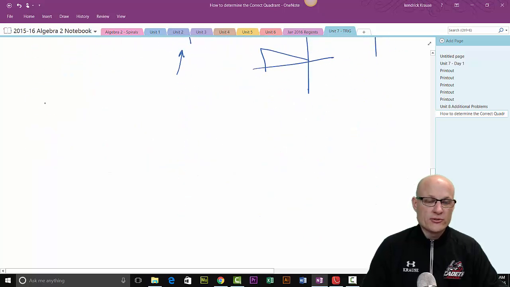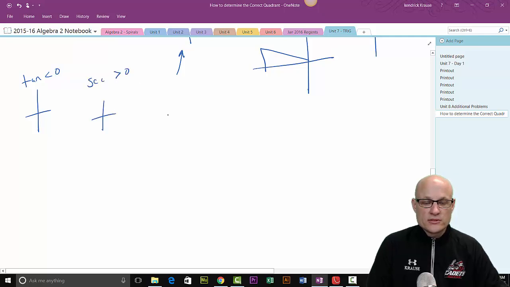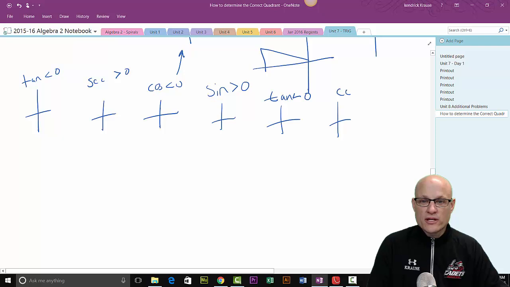So if I tell you, let me just go through a few of these. Tangent less than 0. Secant greater than 0. Cosine less than 0. Sine greater than 0. Tangent less than 0. Cotangent greater than 0. All right, so let's put 2 check marks in each one. Where could the 2 check marks go? Tangent is, remember, this means negative.